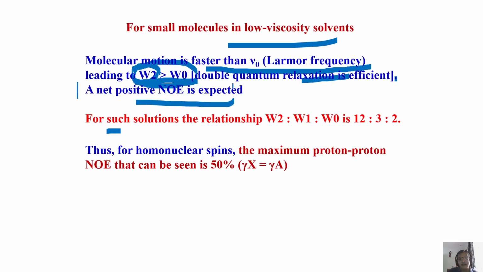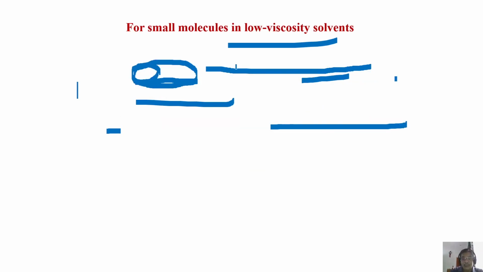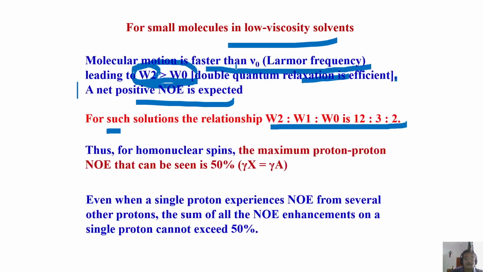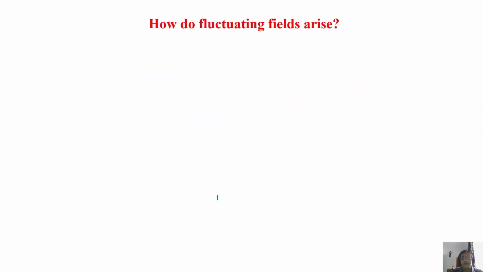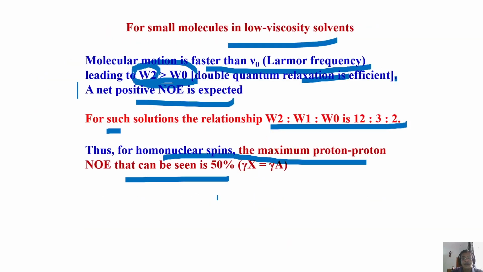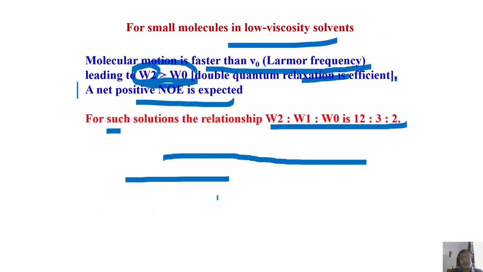Now for all these things, there is a simple relation like this: W2 is to W1 is to W0 is given by 12 is to 3 is to 2. So depending upon which is dominating, you can put these values in the Solomon equations. You will come to know the gain in the signal intensity because of NOE. Okay. So for homonuclear spins, maximum gain is 50%. That is the equation. I have to show you that. Where is that equation? I didn't give you that equation. Okay, doesn't matter. I'll come later.